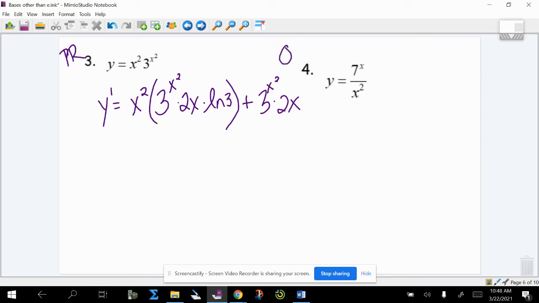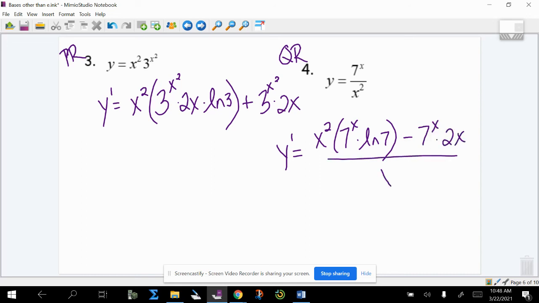And then the last one of this type is a quotient rule. So bottom times the derivative of the top, which is the original 7 to the x, times the derivative of x, which is 1, times the natural log of 7, your base number, minus top times the derivative of the bottom, which is going to be 7 to the x times 2x, all over the bottom squared. So that is your next new rule. We're almost to the end of the road as far as new derivative rules, but that gives you another one to work with.